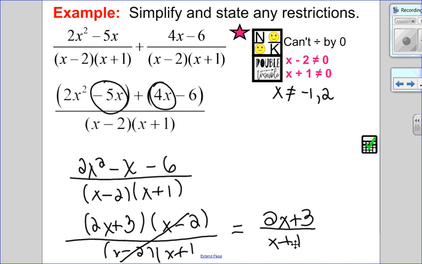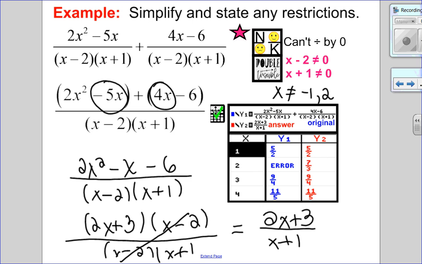But I'm never 100% sure until I check in my calculator. So original in Y1, answer in Y2, the check always happens in the table, and with the exception of the non-permissible values, I see that I'm correct.